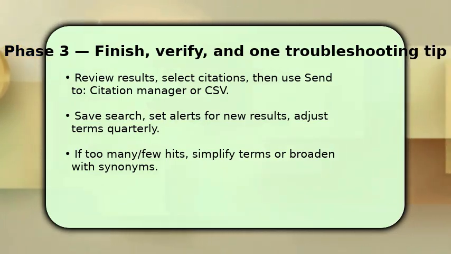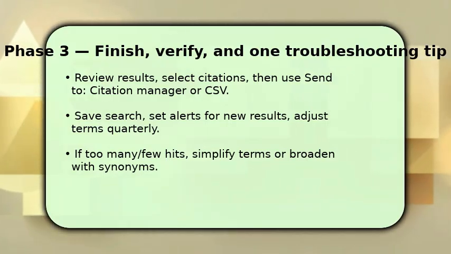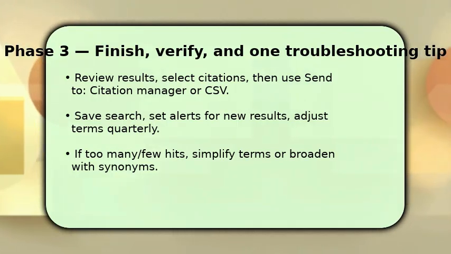This preserves your effort. If your results are overwhelming or nearly empty, troubleshoot. Simplify complex field tags, add synonyms with OR, or remove restrictive filters. These changes recalibrate sensitivity versus specificity and get you back on track quickly.